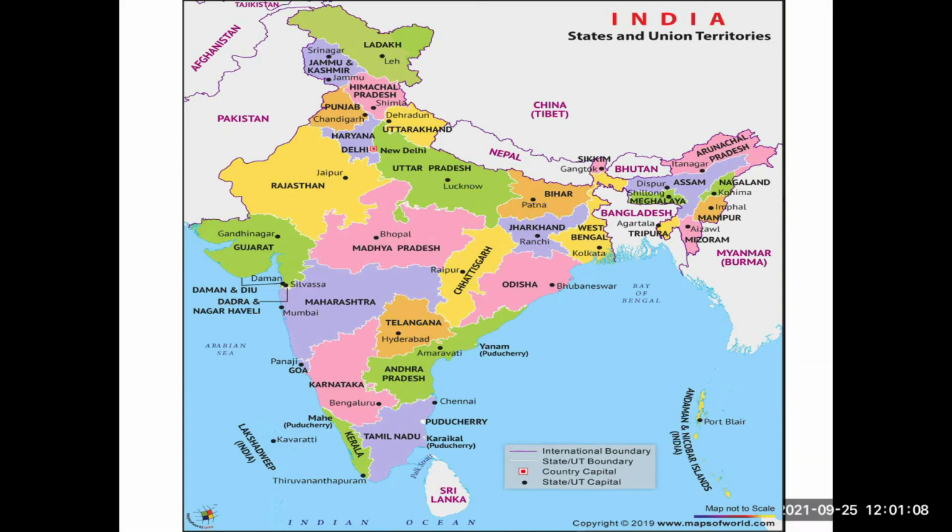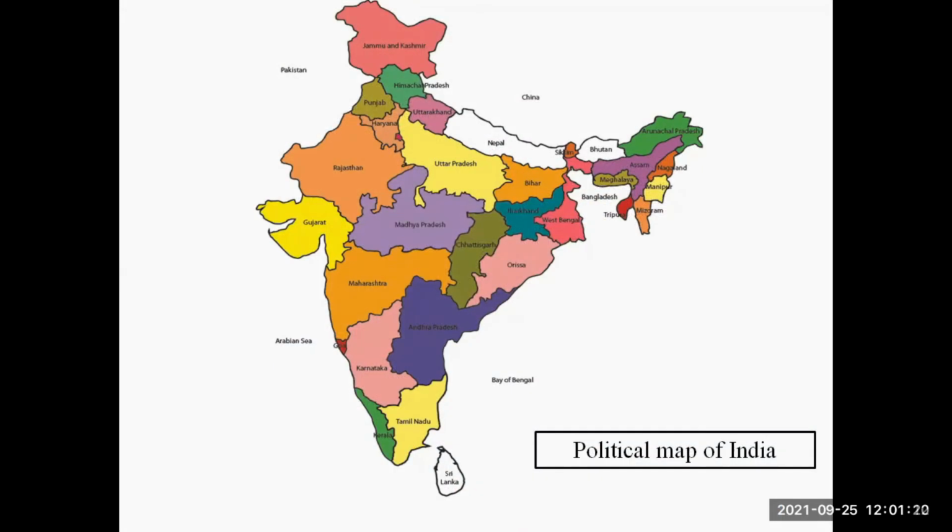And today, we have 29 states and 7 union territories. This is the political map of India, and in this map, you can see the 29 states, and these states are further divided into districts.